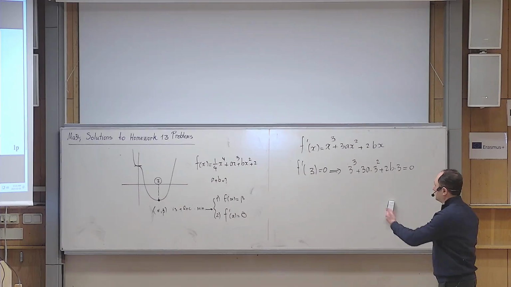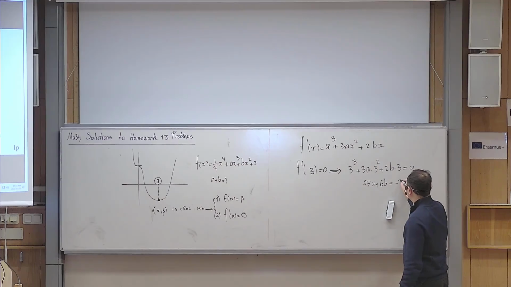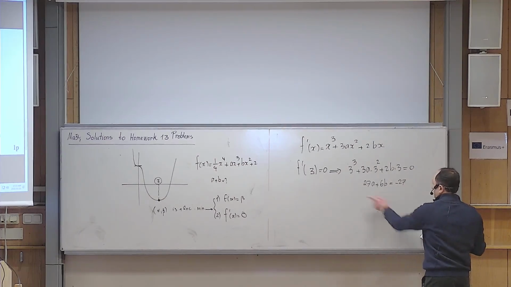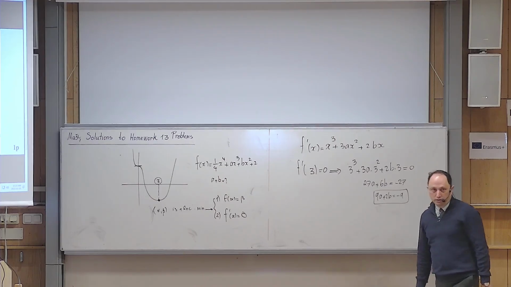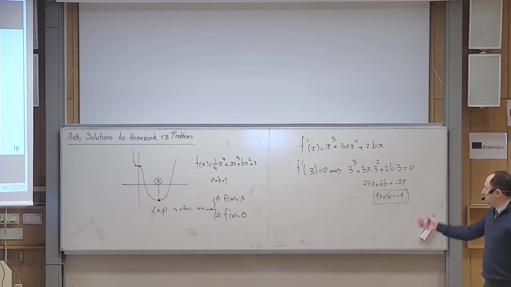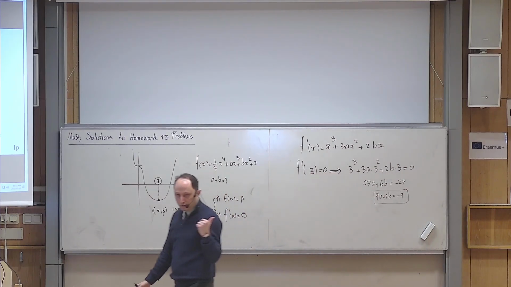I did that. So let me simplify that. So this is 27a, this is 6b, and this is 27. I move to the other side. For simplicity, I divide everything by 3. This is one relation. Okay? By the way, this is part of the problem. So if there are 2 points for this problem, you already receive 1.